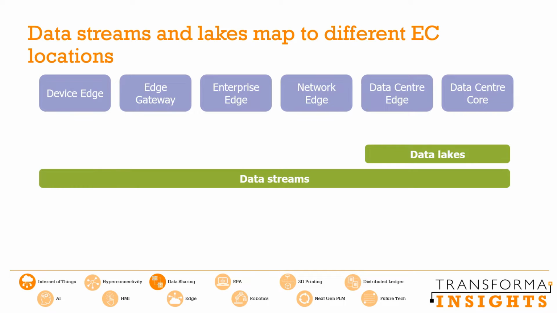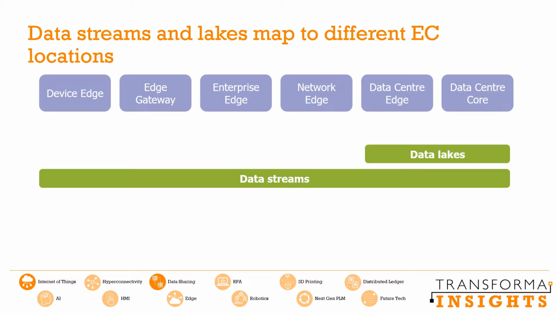Data streams and data lakes map to different edge computing locations. So those are two, I guess, fairly familiar concepts, and it's worth just going across that hierarchy across the top of this slide in purple first. So this is the device edge right out near the remote device, edge gateway, enterprise edge, network edge, data center edge, and data center core as you get closer to the core network. So that's the kind of string of edge assets, and all of those might be involved in an IoT solution.